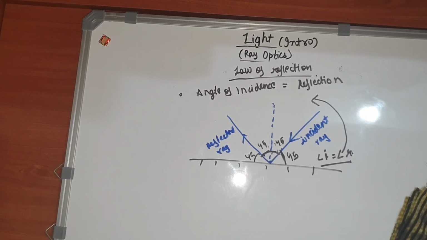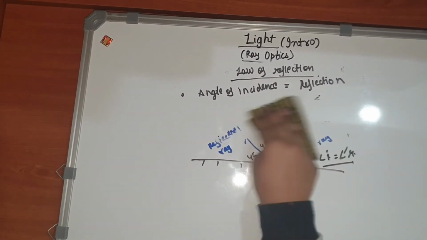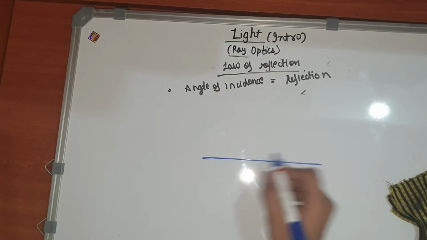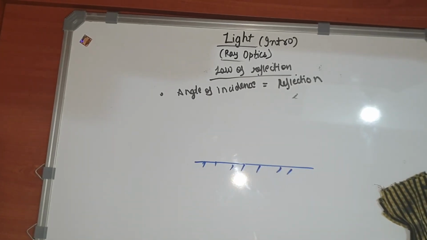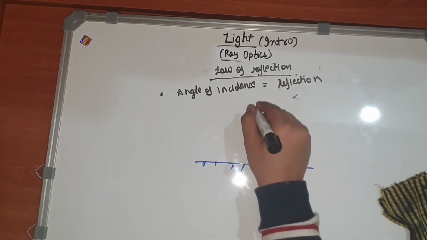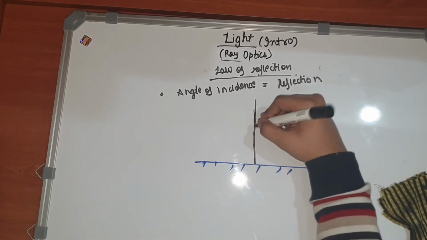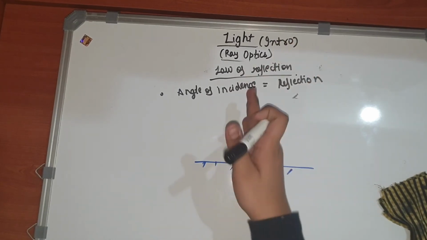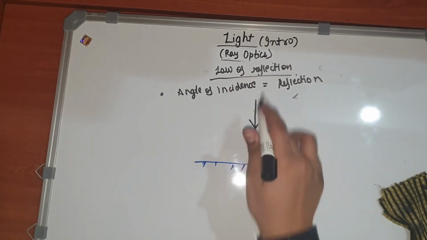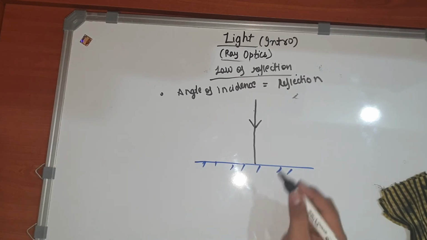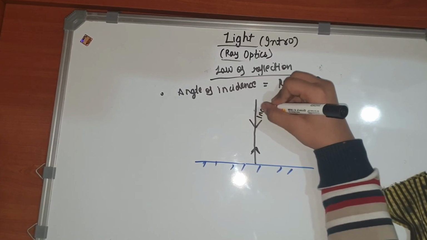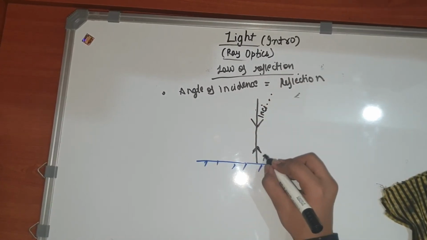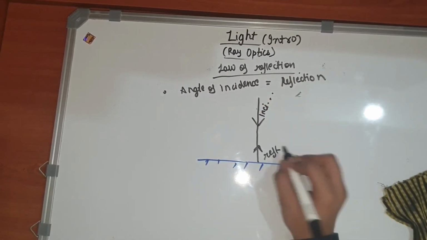Okay, so one more thing I will explain to you. This is a plane mirror. So if an incident ray comes in a straight line, parallel to the perpendicular to the plane mirror, then it will reflect back in the same direction. So this one is the incident ray and this one is the reflected ray.